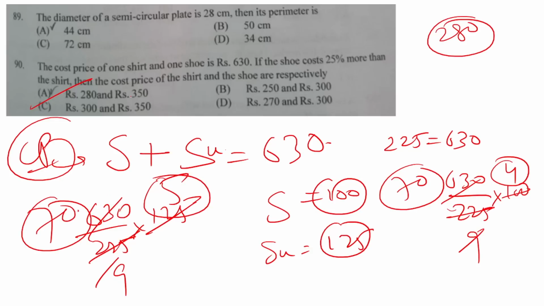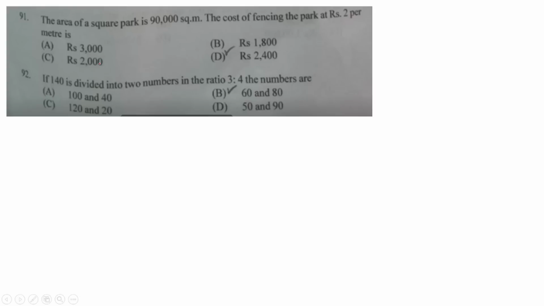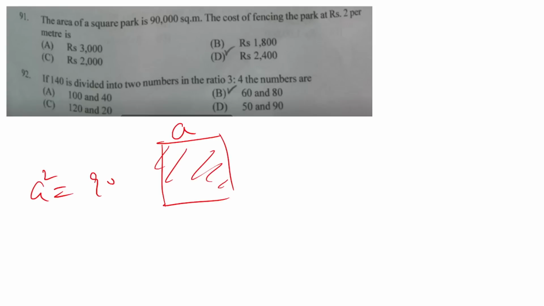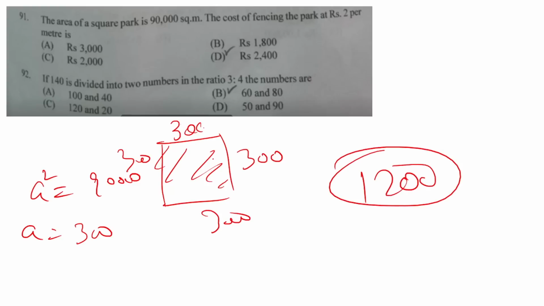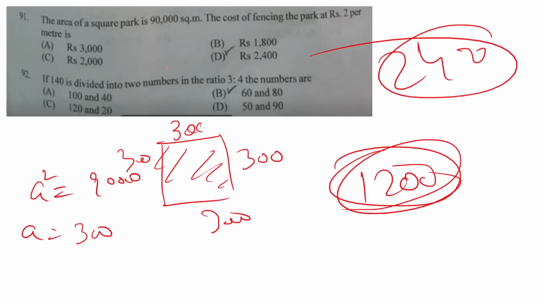Question number 91. The area of a square park is 90000, so the side a will be the square root of 90000, which is 300. Then the perimeter is 4 times 300, the fencing required. Option number D is the correct answer.